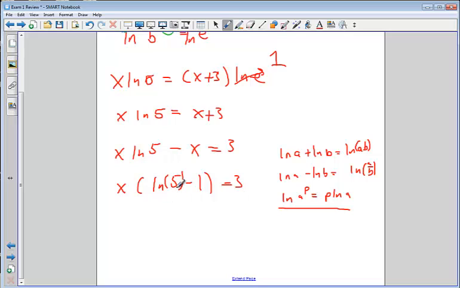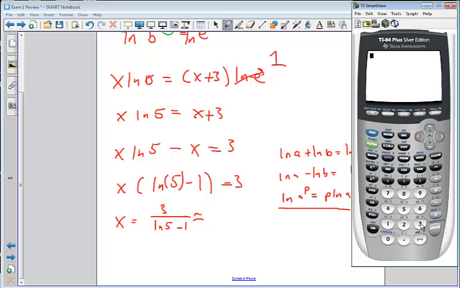So this is just ln of 5, and then take away 1. So x is just going to be equal to 3 divided by (ln of 5 minus 1). And if I want to figure out what that number is approximately, I can use my calculator and do 3 divided by left parenthesis ln of 5 in parenthesis, minus 1, in parenthesis for the bottom. And I get approximately 4.92, to 2 decimal places.